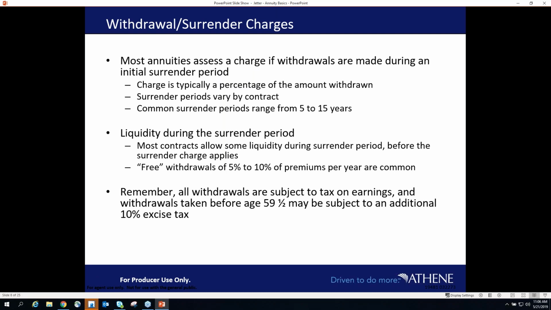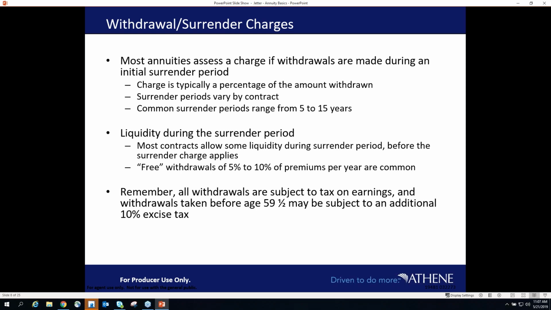So let's talk about withdrawal and surrender charges on these annuities. Most annuities assess a charge if withdrawals are made during an initial surrender period. The charge is typically a percentage of the amount withdrawn. Surrender periods vary by contract, and the most common surrender periods are from about 5 to 15 years, and they can be a variety of different lengths.